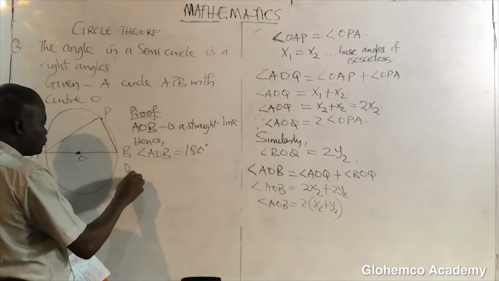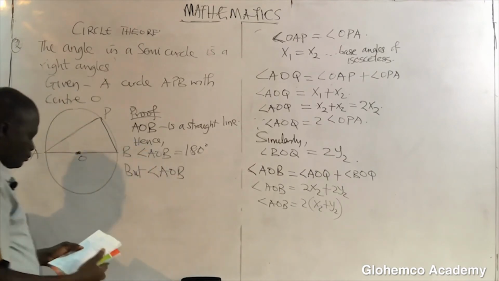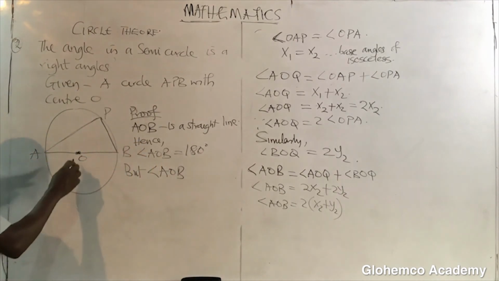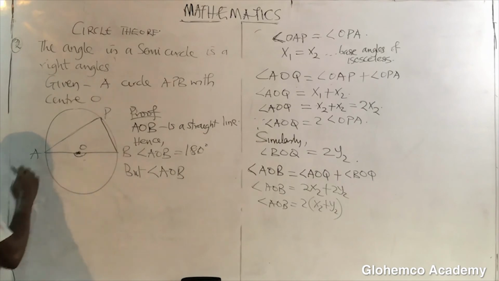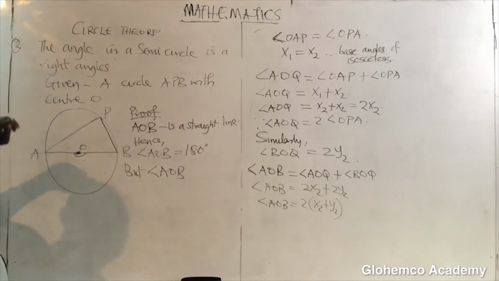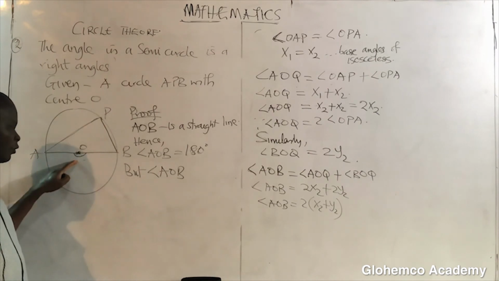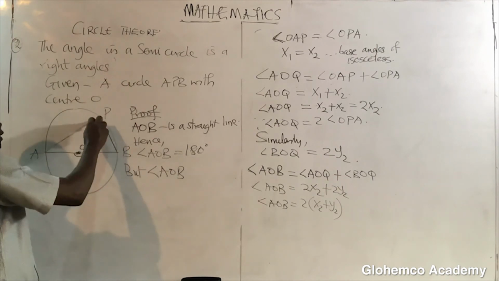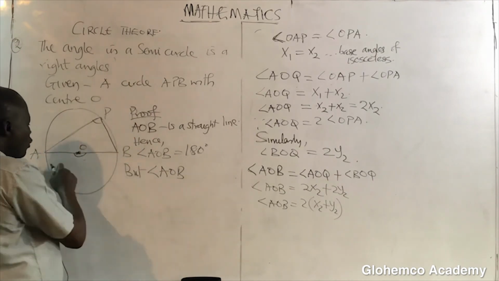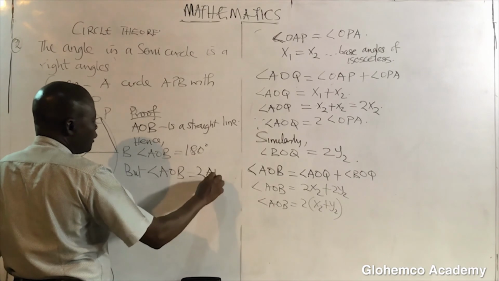But angle AOB, that is this angle now, according to our first proof, is the angle at the center. Then it was equal to 2 multiplied by the one at the circumference. The one at the circumference now will be APB, because this is the angle at the circumference. So AOB, according to our first proof, is equal to 2 multiplied by APB.